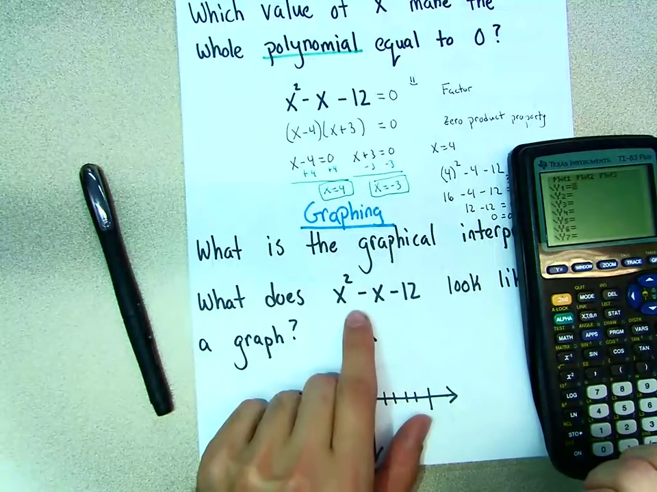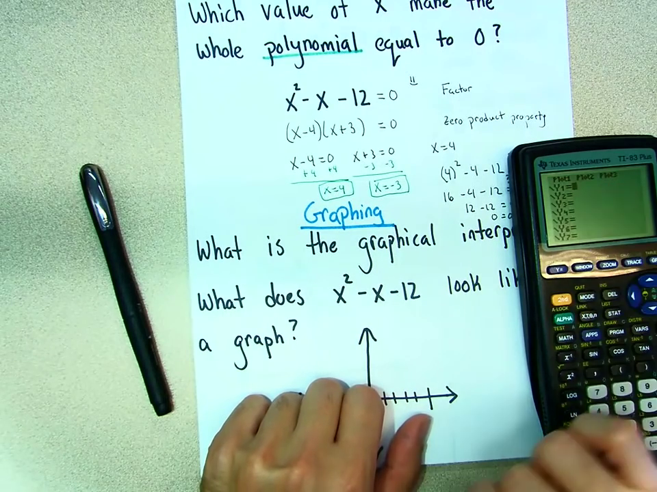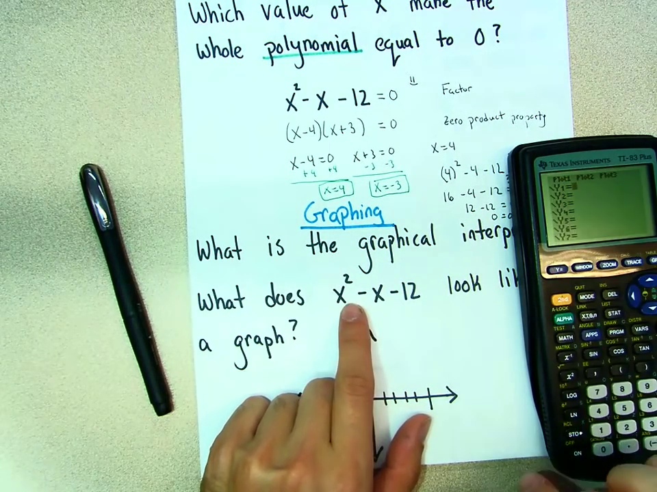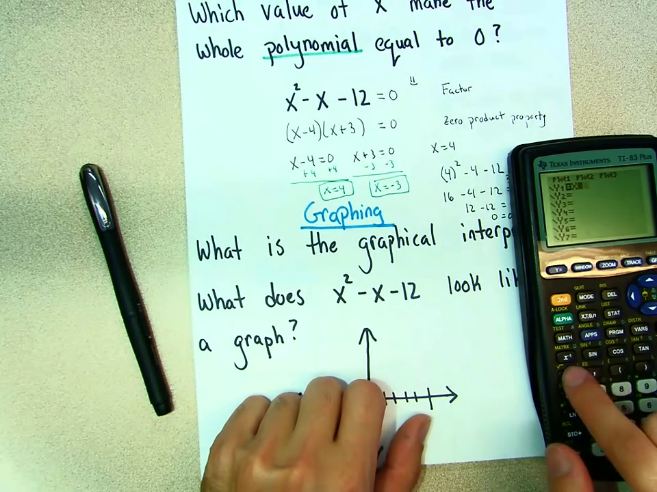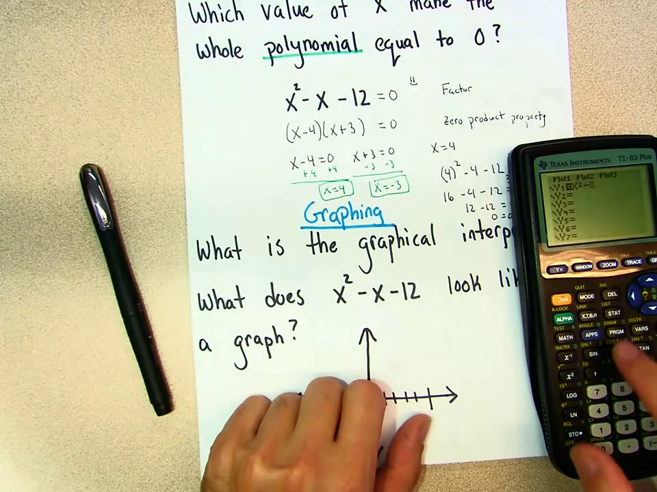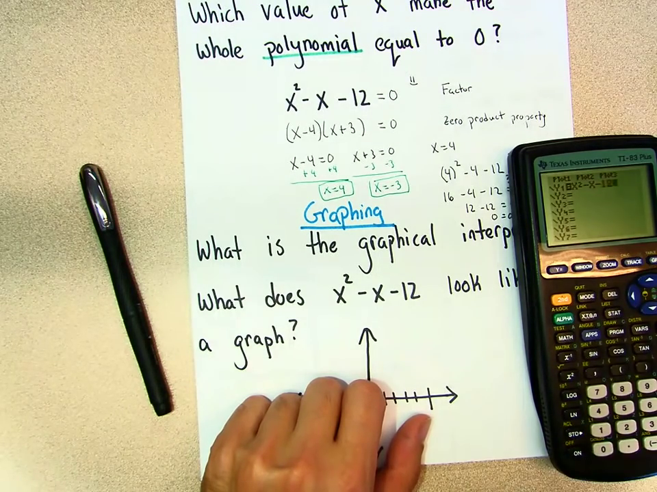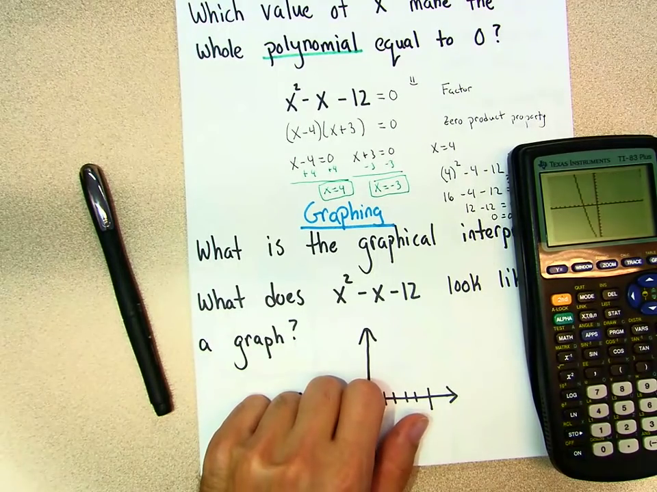So now how do I see what this graph looks like on the calculator? Well, this is what I'm going to do. I'm just going to go to y equals, and then I can plug in my equations. So let's see, where is my variable x? This is x squared minus x minus 12, okay? And let's hit graph. And then this is the graph.